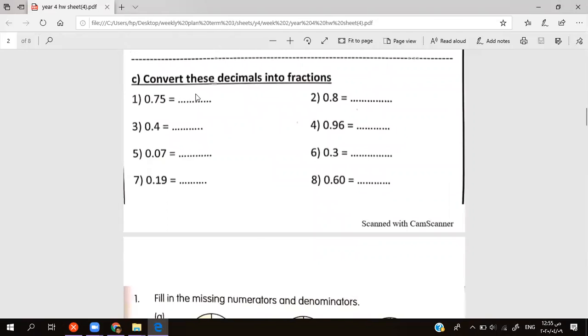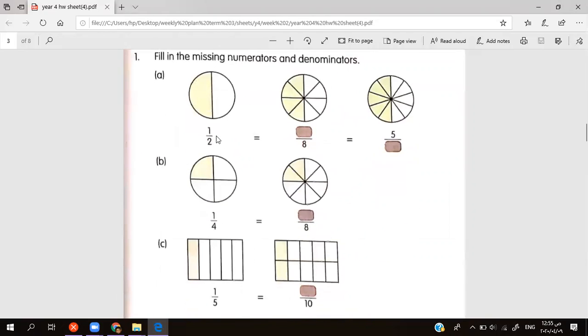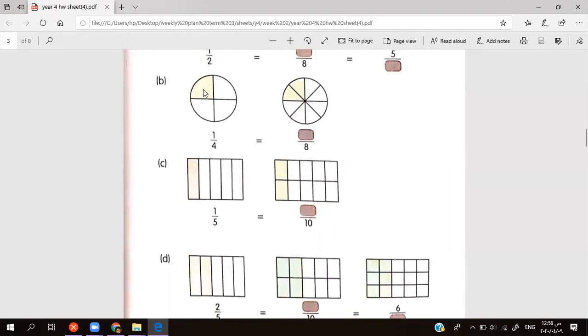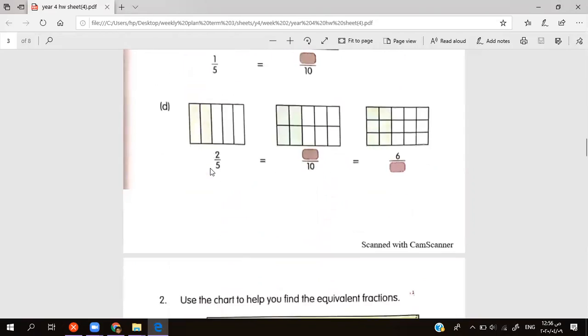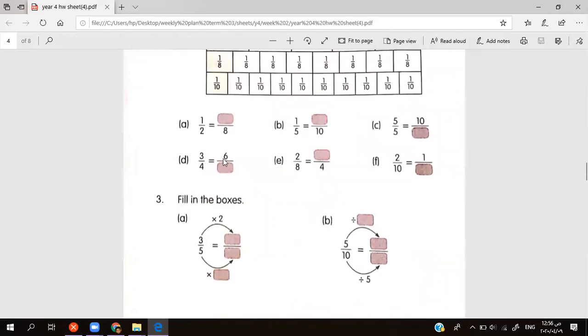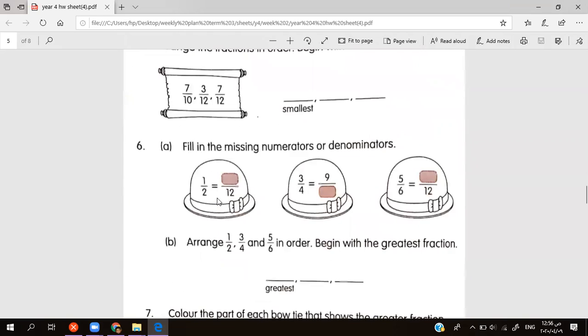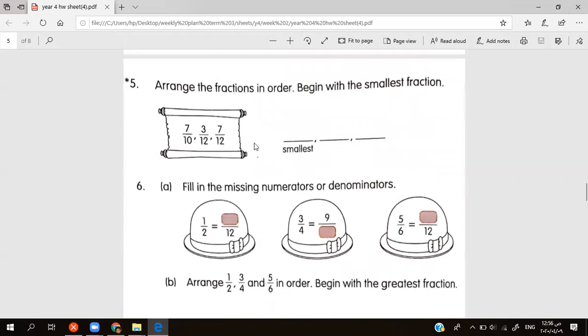Converted decimals into fractions, we already learned it. Here fill in the missing numerators or denominators. Here half shaded, and here also half shaded, and here also half shaded. Okay, here quarter shaded and here also the same shape shaded. Okay, here he's saying show the equivalent fractions. How did the 2 become an 8? And so on.